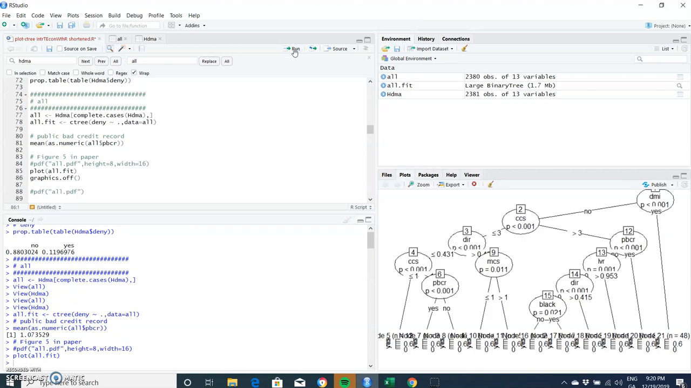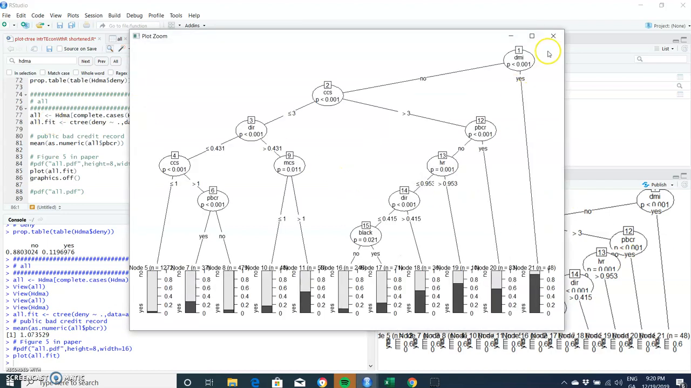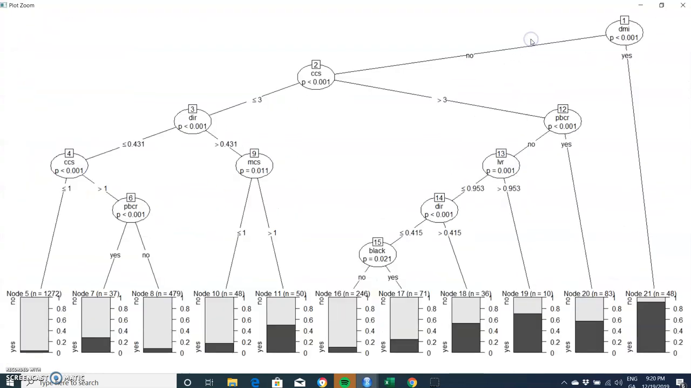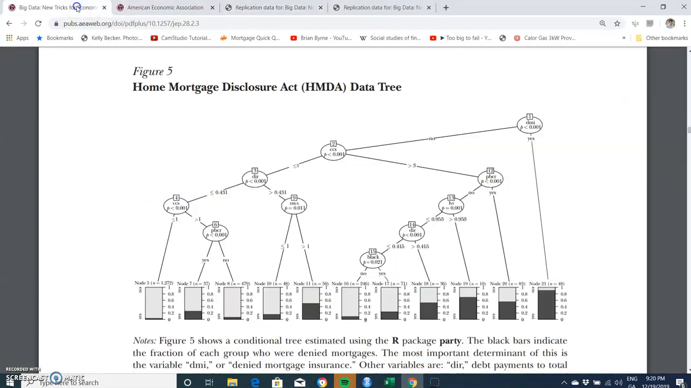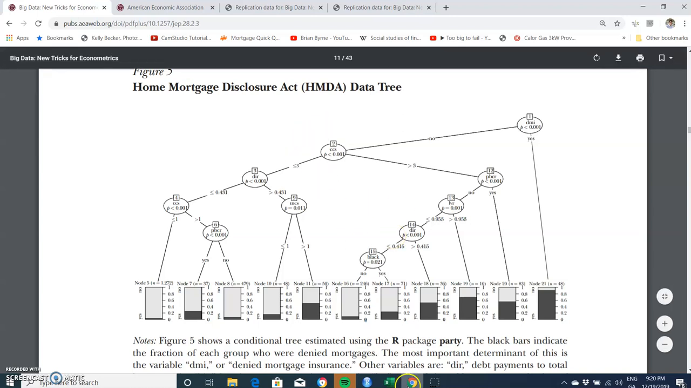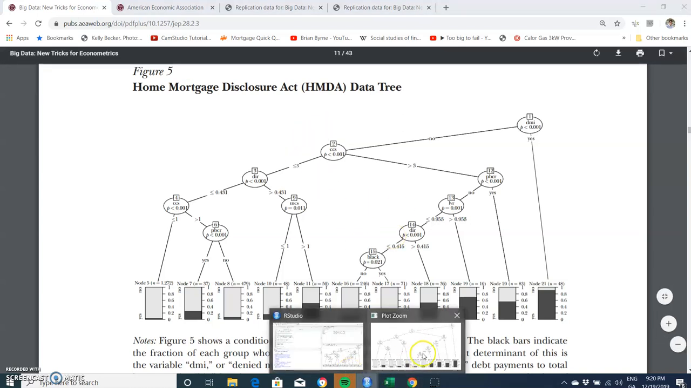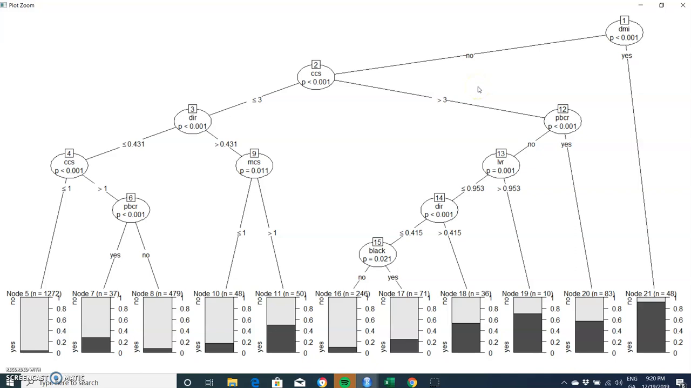So we plot all fit, which is the object we created here, and then we can zoom in and we can see that the structure that we get mirrors what's in the paper. So if we go back to the paper, we can make the direct comparison between the two. Again, how do we understand this? Again, it's no harm to explain the intuition here.